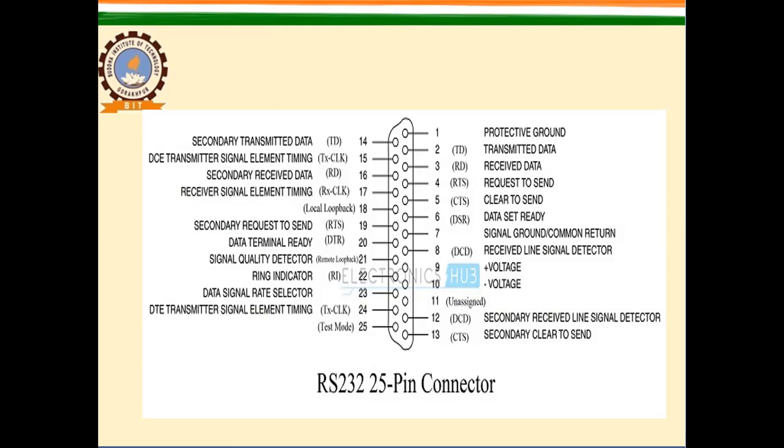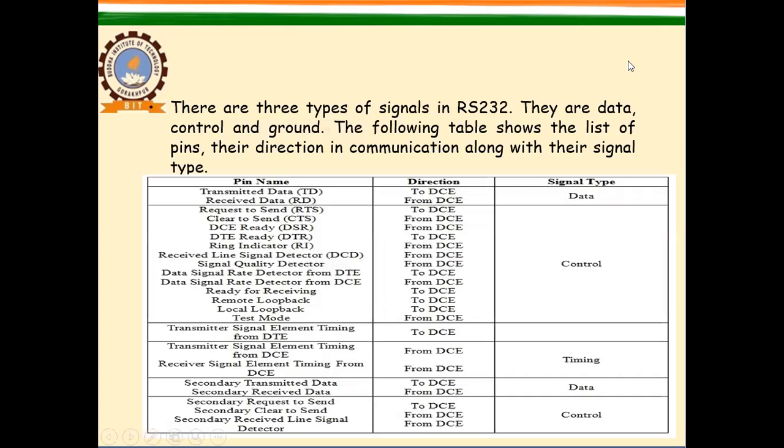So this is a diagram of the DB25. Now you can divide these signals, these pins, into 4 major categories on the basis of their purpose.